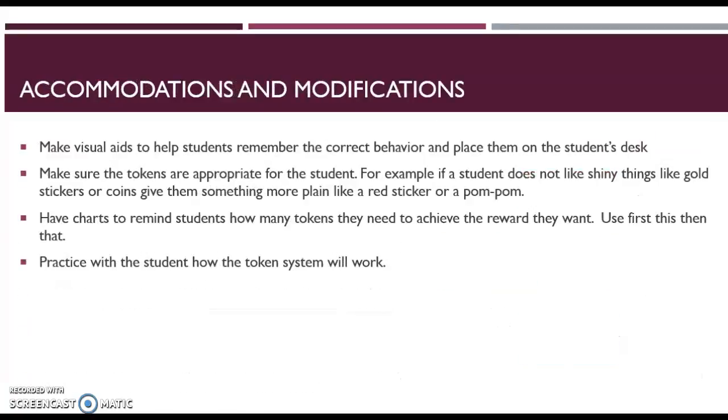There are different accommodations and modifications that can be used with token economies for students with disabilities. Visual aids are a good way to remind students of what the desired behavior or action is in order to earn their token. It's a good idea to place that on the student's desk to help remind them what behavior they should be displaying or what action they need to take. Having a chart on their desk, if that's what they use to record it, is also helpful because they can see how many tokens they have and how many they need to go in order to receive the rewards.